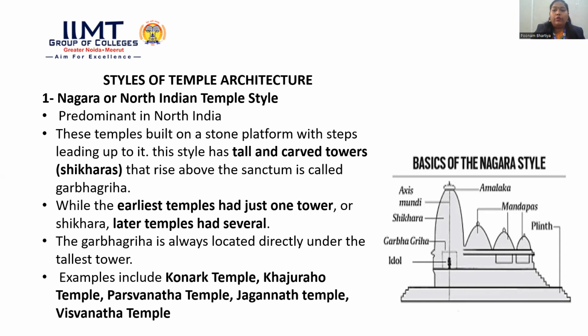The garbhagriha is always located directly under the tallest tower. मतलब जो गर्भगृह है वो हमेशा सबसे बड़े टावर, मेन टावर के नीचे होगा. So a few examples include Konark Temple, Khajuraho, Parshwanath Temple, Jagannath Temple, and Vishwanath Temple. So we can see the northern Indian belt belongs to this type of temple.